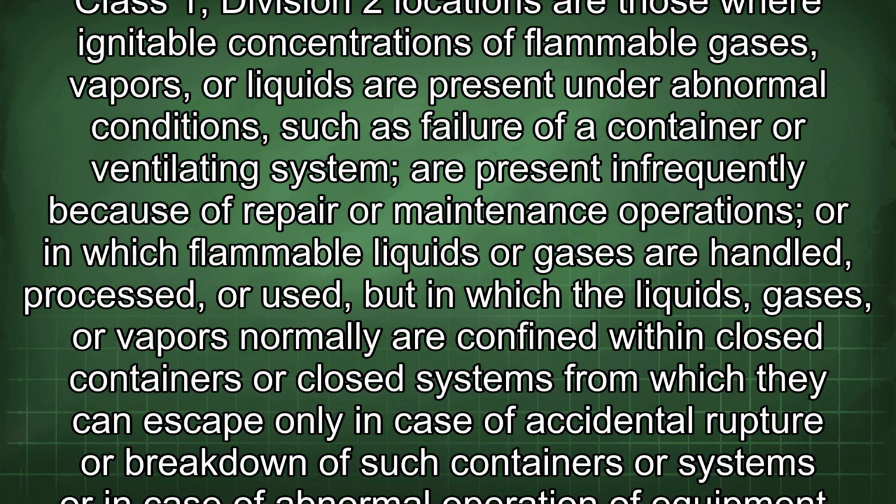Class 1, Division 2 locations are those where ignitable concentrations of flammable gases, vapors, or liquids are present under abnormal conditions, such as failure of a container or ventilating system, are present infrequently because of repair or maintenance operations, or in which flammable liquids or gases are handled, processed, or used, but in which the liquids, gases, or vapors normally are confined within closed containers or closed systems from which they can escape only in case of accidental rupture or breakdown of such containers or systems or in case of abnormal operation of equipment.